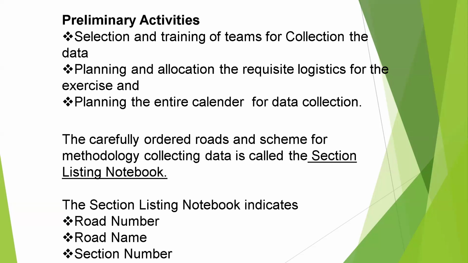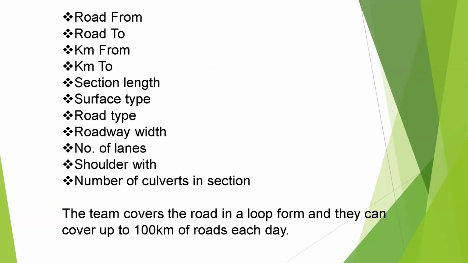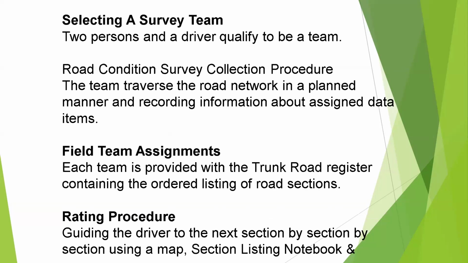So when they go to the field, the sectional listing notebook has what we call the road name, the road number, the section number, road from which town to another town, kilometer from, kilometer to, so you do not miss the section that you want to take. It gives you the length, the surface type, the number of lanes, they are all there in the sectional listing notebook. So we print it and we give it to them, and that's what they use for the data collection. They cover at least 100 kilometers in a day, and they do it in a loop form so that they can start from one end and come back to their previous destination.